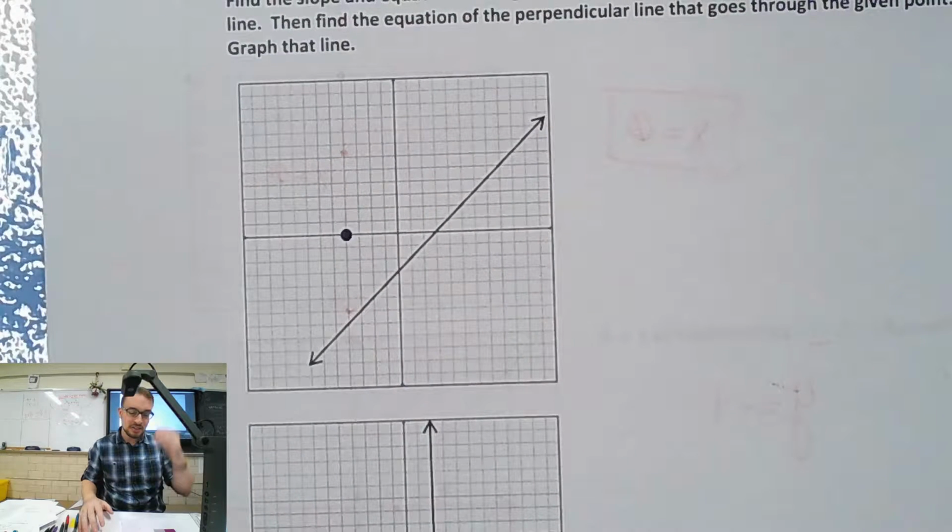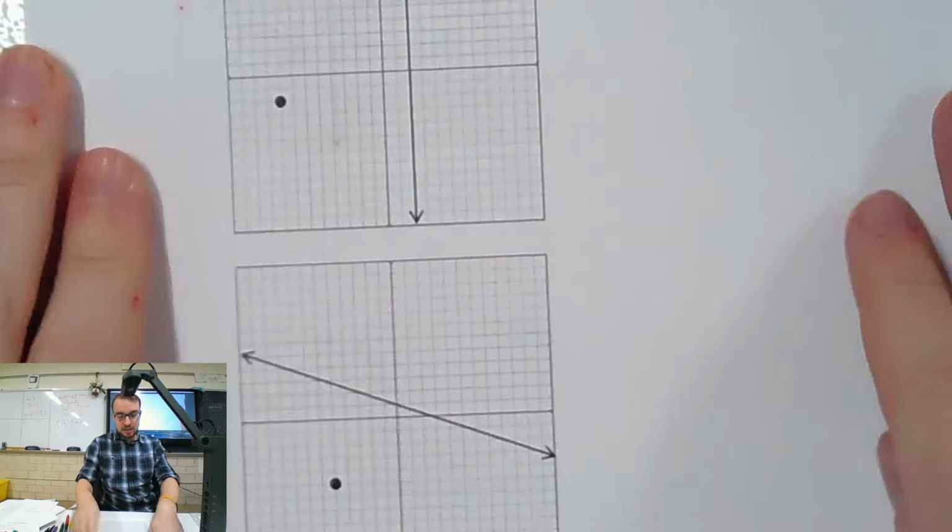Find the slope of the equation of the line is what it says for this one. So we're on page 6.